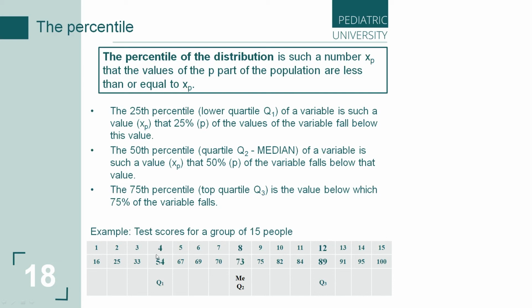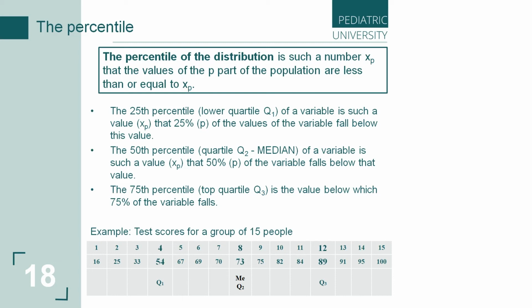The lower quartile Q1 is found respectively. We divide the lower part of the sample in half, and the lower quartile Q1 is 54 points. And it turns out that 25% of people wrote the test with less than these points, and the other 75% of people wrote the test with more than 54 points.